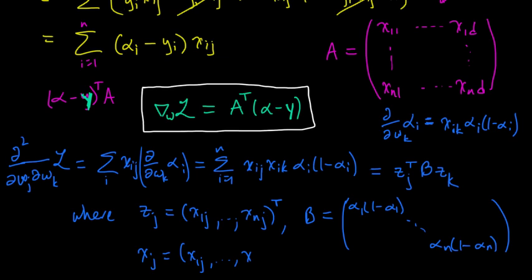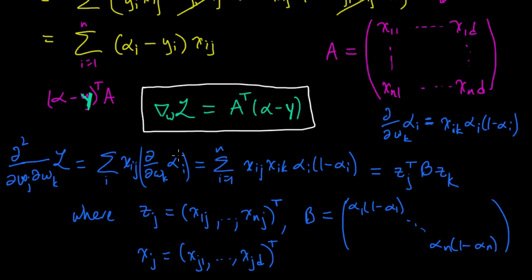Right, it's x_j1. It's the first row, the jth row. The jth row is x_j1 up to x_jd. And so these z_j's are the columns. So this would be the jth column. z_j is the jth column of the design matrix.